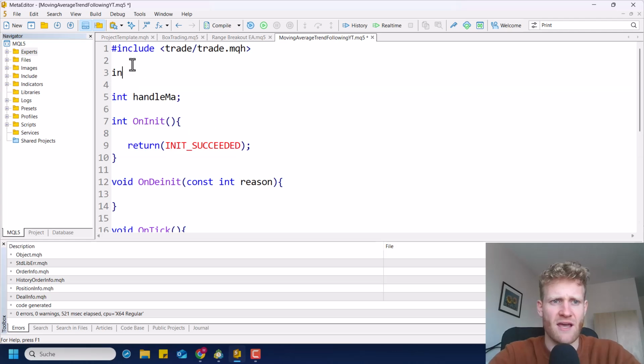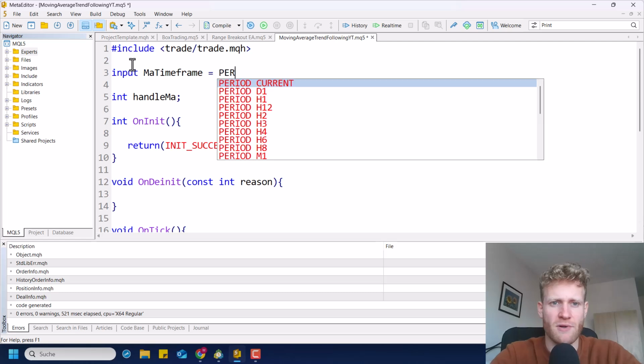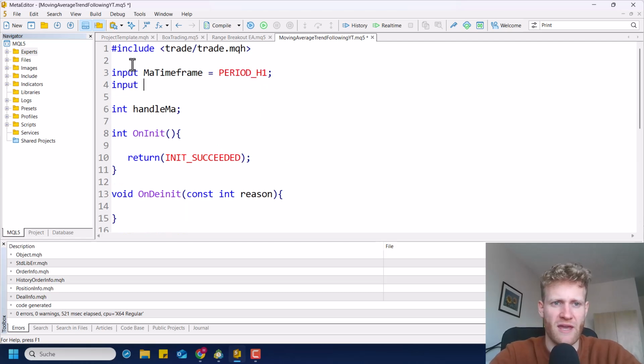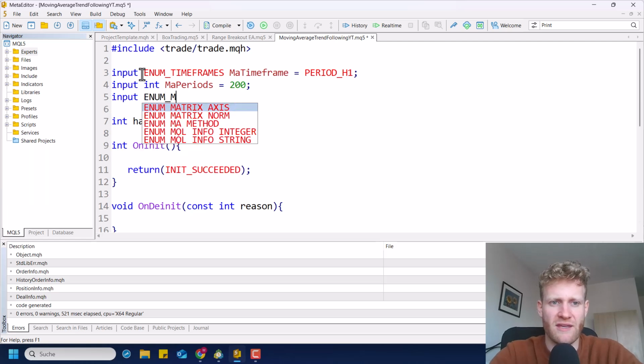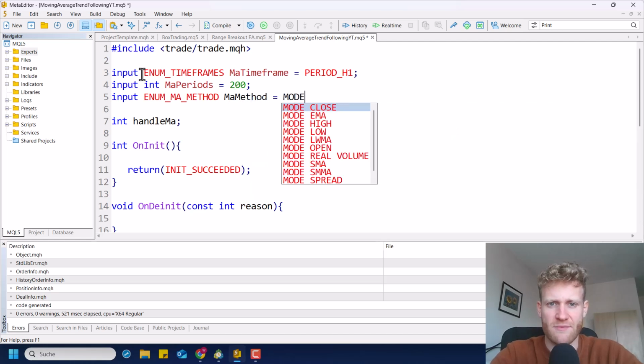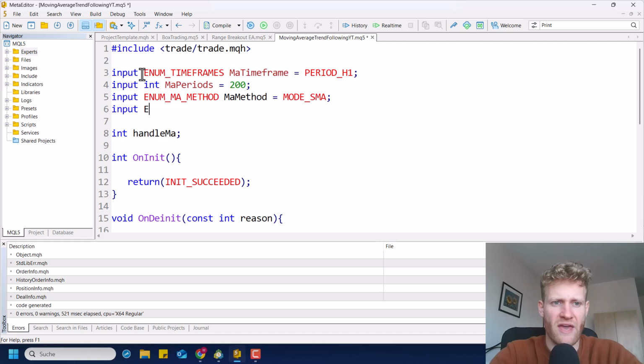Then let's create some input variables. Let's say MA time frame, for example, which could be period H1, then it should be enum time frames type. Then we want to have the MA period, could be 200, and the enum MA method, the method could be SMA by default, and then applied price. These are the most important properties of a moving average.